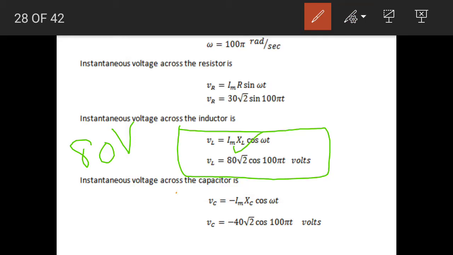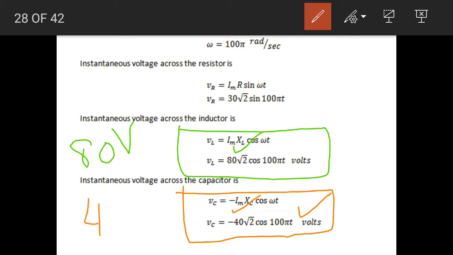We calculate the voltage across the capacitor with the help of this particular equation. The voltage across the capacitor is equal to minus Im XC cos of omega t. If we put the values on the right hand side, we obtain the voltage across the capacitor, and this is a time varying equation. The maximum value of the voltage across the capacitor is 40 under root 2. If we divide this voltage by under root 2, we obtain the RMS value of this voltage, which is 40 volt.